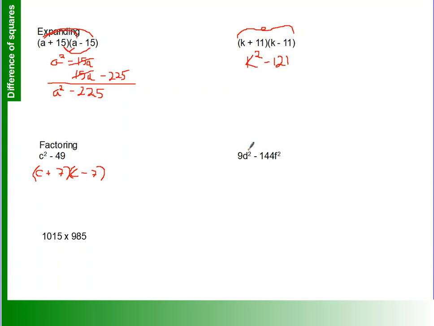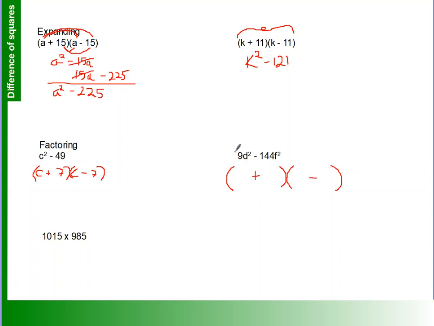So 9d squared is a perfect square because 3 times 3 is 9, and d times d is d squared. 144f squared is also a perfect square because 144 is 12 times 12, and f times f is f squared. And I'm subtracting these two perfect square terms, so that means I have a difference of squares. To factor a difference of squares, I will again have a pair of binomials. One is going to have a plus symbol, and the other one's going to have a minus symbol.